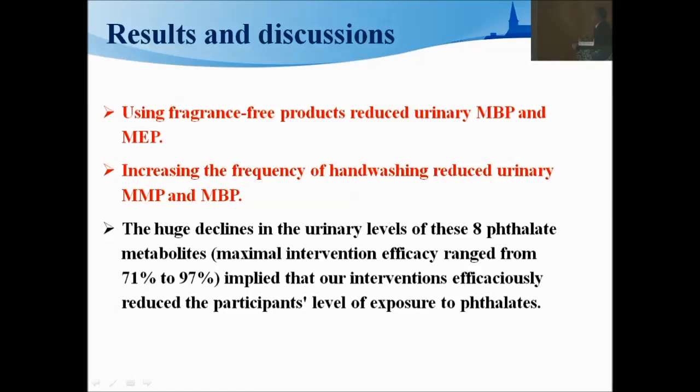The huge decline in the urinary level of these 8 phthalate metabolites, the maximum intervention efficacy ranged from 71% to 97%, implies that our intervention strategy could effectively reduce the participants' level of exposure to phthalates.